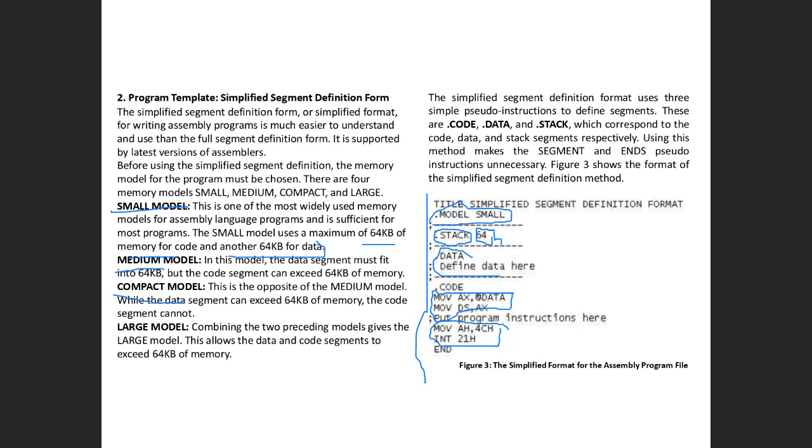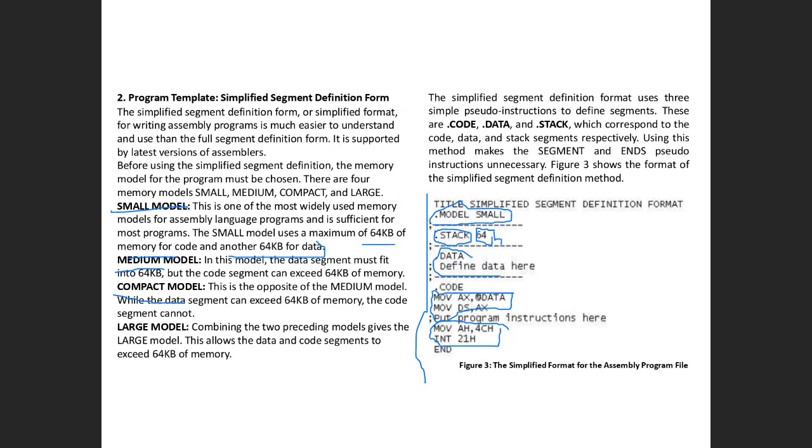Okay, so this we already know. 64 kilobyte for the code segment and 64 kilobyte for the data segment. But in the medium model, the data segment must fit into the 64 kilobyte, but the code segment can extend more than 64 kilobyte. What is in the compact model?